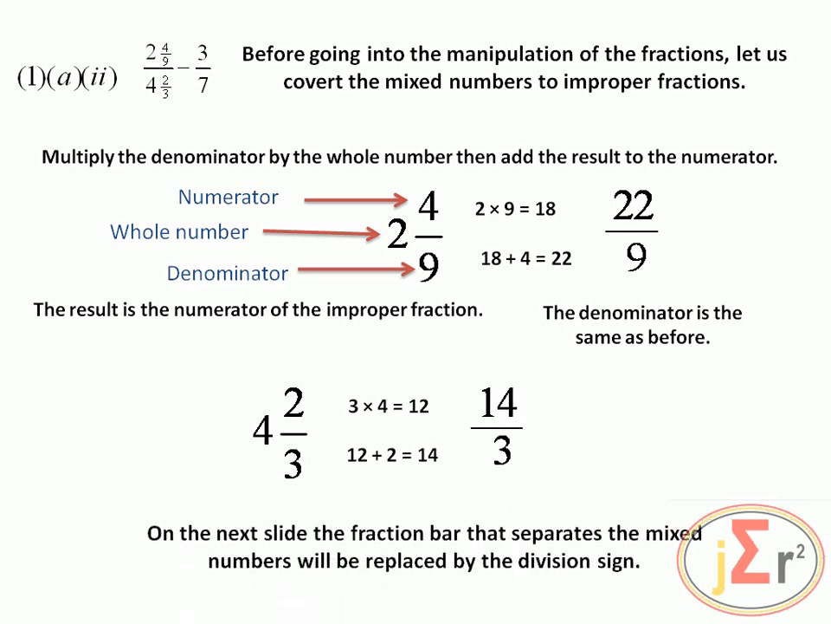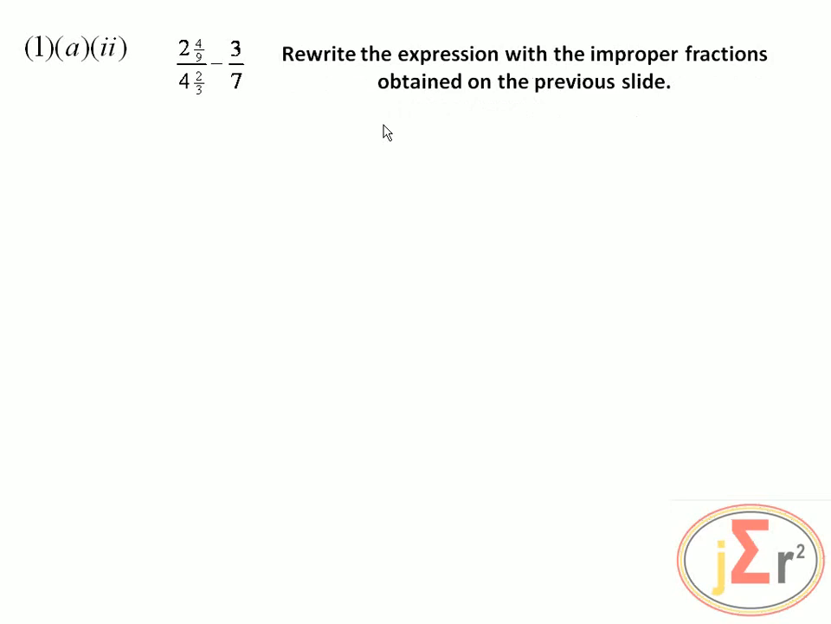On the next slide, the fraction bar that separates the mixed numbers will be replaced by the division sign. Here we have this fraction bar. Of course, we know that the fraction bar is signifying division. Therefore, if we replace it with a division sign, then there is no cheating there. Rewrite the expression with the improper fractions obtained on the previous slide. So these are the improper fractions. Replace 2 and 4/9 by 22 over 9, and so on.